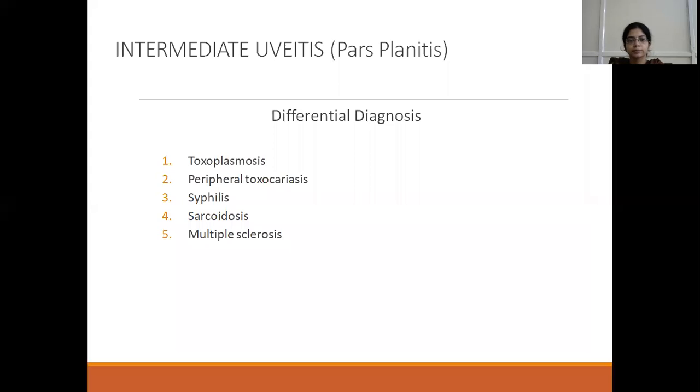Now, again, as I previously told, the main important points to keep in mind when there is intermediate uveitis are syphilis, sarcoidosis, tuberculosis, multiple sclerosis, and sometimes definitely toxo.